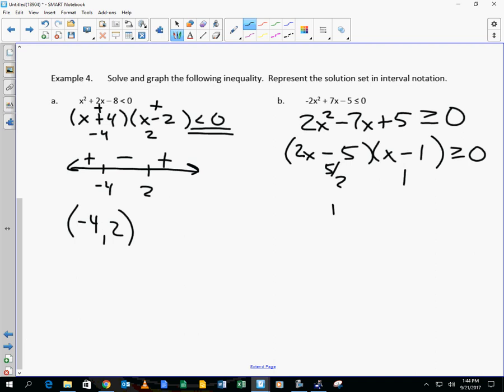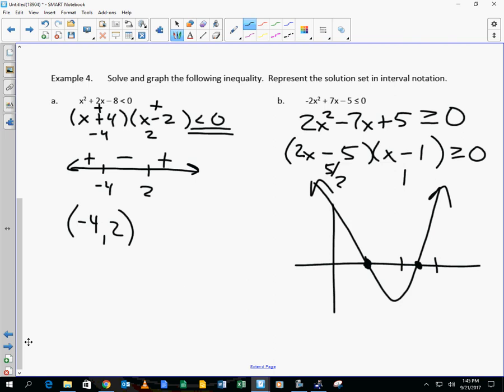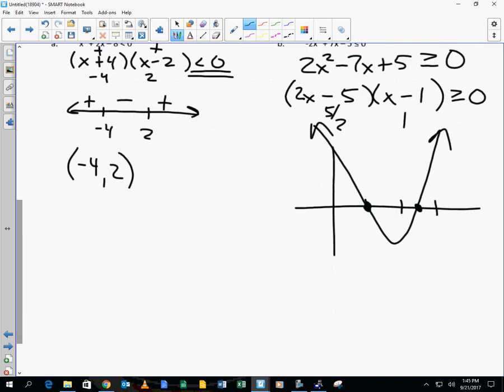I'm going to graph it this time, folks. So I got 2.5 and 1. Does this parabola go right side up or upside down? Right side up. Am I wondering where it's above the x-axis or below the x-axis? You've got to look at the part that you factored to zero, okay? That's the part you've got to look at. So it's saying, where is it greater than or equal to zero? And that's going to be from negative infinity to 1, bracket, union with, bracket, 5/2 to infinity.